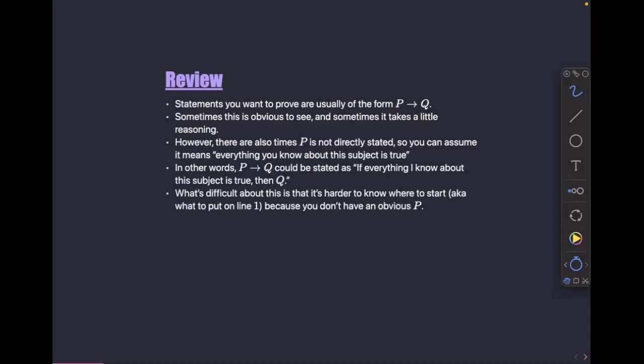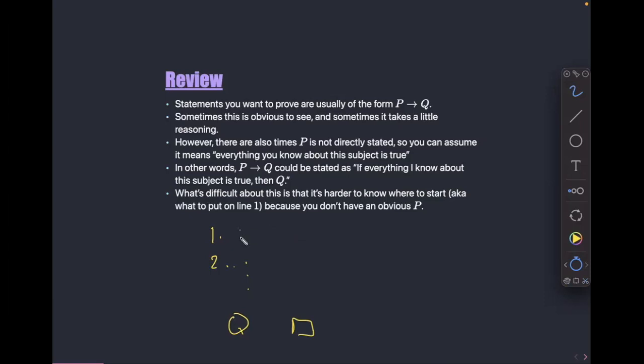Because, again, with our direct proofs, our first line was P, then we had our other lines, and then basically we want to get to Q to prove something. And so when we don't have an obvious P, then it's not always clear what we put on this first line, so we have to do a little more thinking about it. Usually you use some kind of definition or something else that you know about the subject matter. Now, the types of proofs we're going to talk about today are different because they're still going to use the same P and Q.